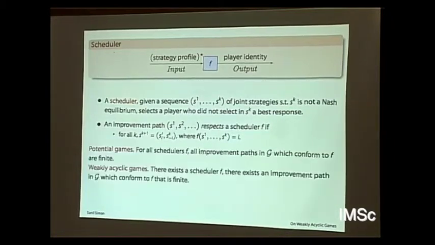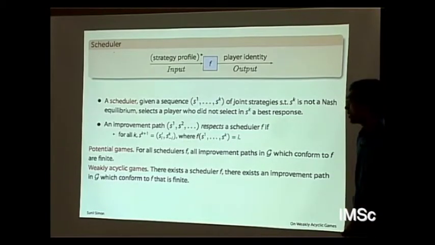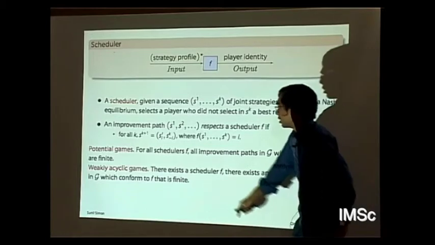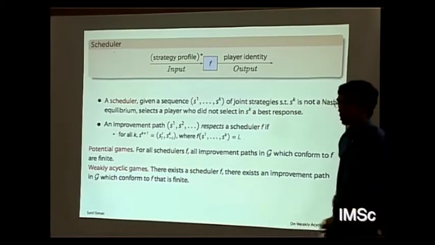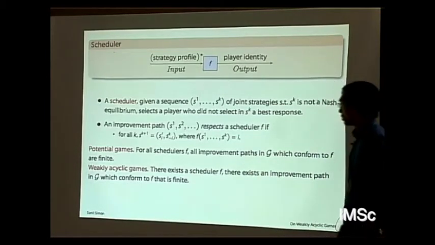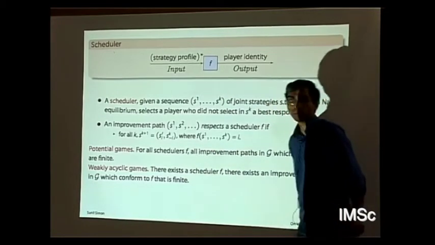In this language, what is a potential game? We can rephrase it as follows: for all schedulers f, every improvement path in G which conforms to f, which respects f, is finite. That's essentially what potential games mean. It doesn't matter which scheduler you pick, it doesn't matter which improvement path you choose, it's always finite. But this fact that there is a scheduler is very important.